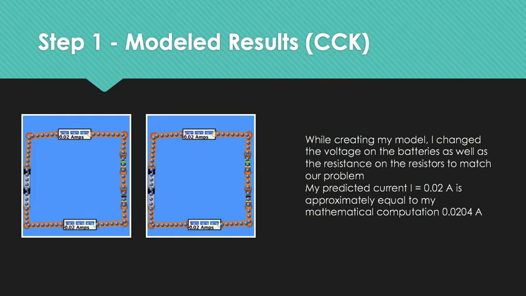Step 1 was to model the results. When I created my model, I changed the voltage on the batteries as well as the resistance on the resistors to match our given problem. My predicted current, I, was equal to 0.02 amps, so that was approximately equal to the mathematical computation that I previously stated, which was 0.0204 amps.